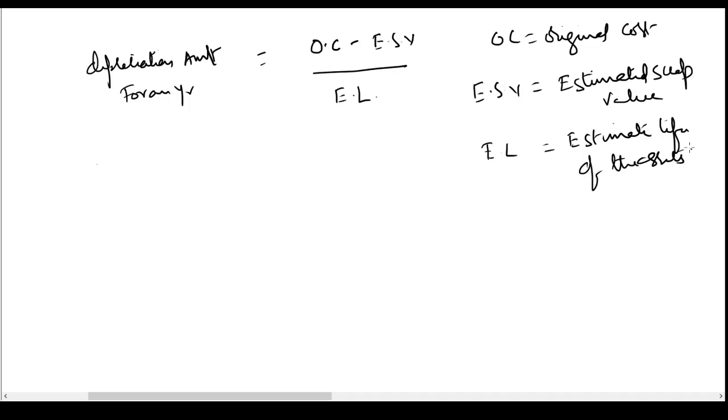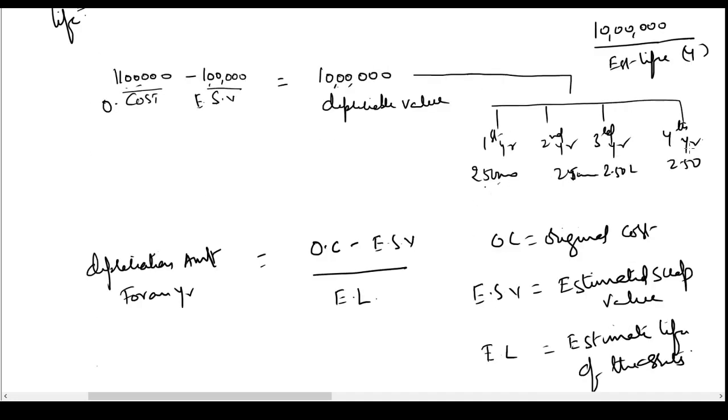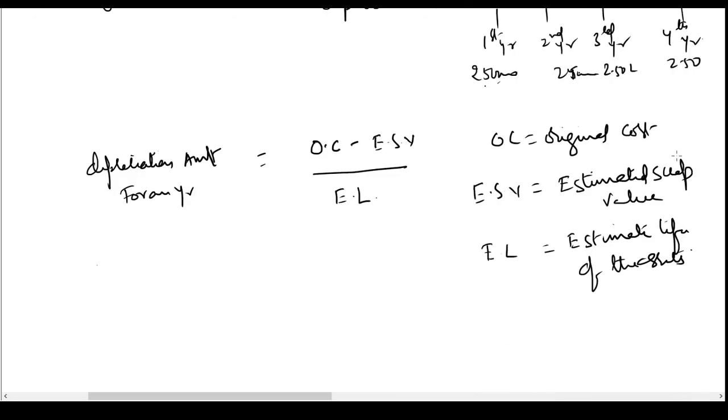So this is the formula we use to arrive at the amount of depreciation. In this problem, if you apply the formula, original cost was 11 lakh, estimated scrap value was 1 lakh, divided by estimated life of 4 years. So it comes to 2,50,000 rupees per year.